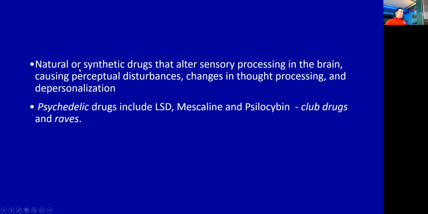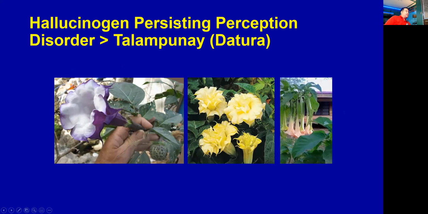Hallucinogens are natural or synthetic drugs that alter sensory processing in the brain, causing perceptual disturbances or hallucinations, changes in thought processing, and depersonalization. Psychedelic drugs include LSD, mescaline, psilocybin, club drugs, and raves. And talampunay is genus Datura. We have this in our farm.